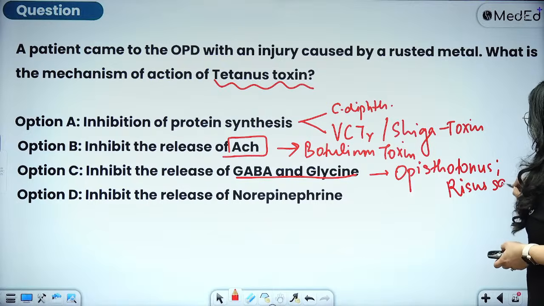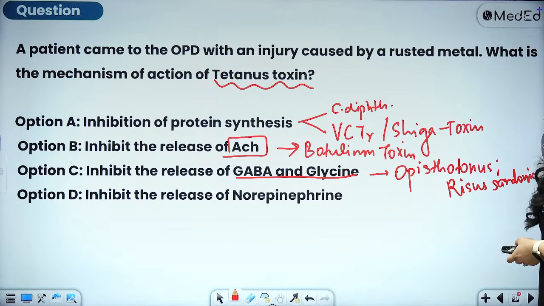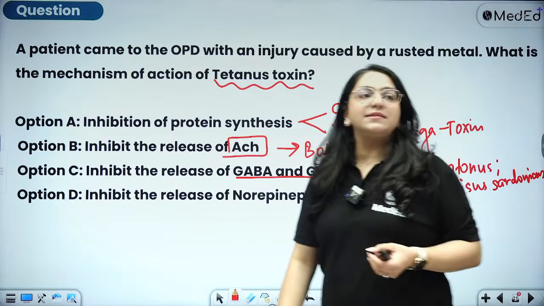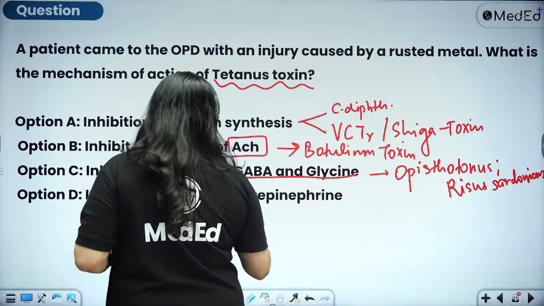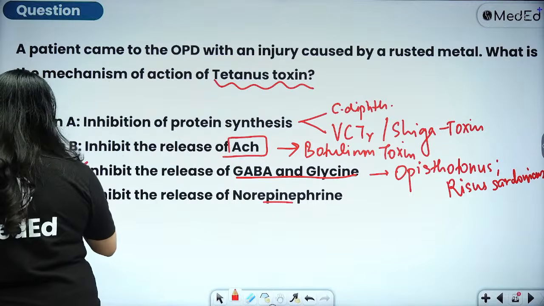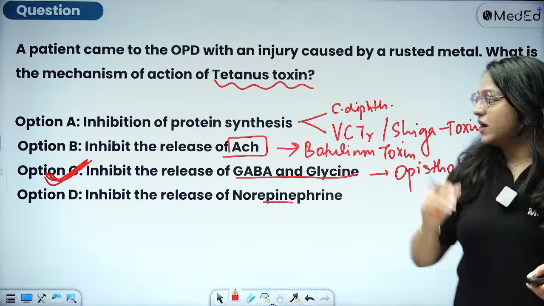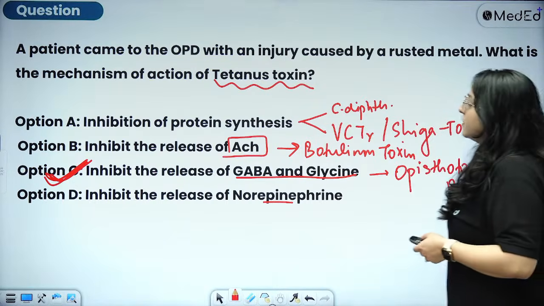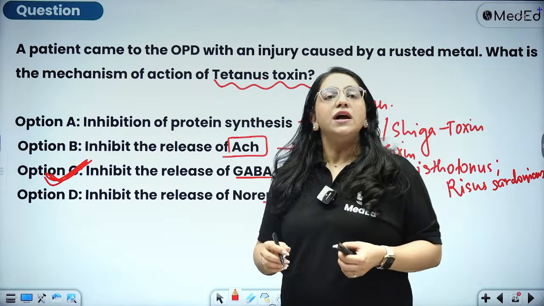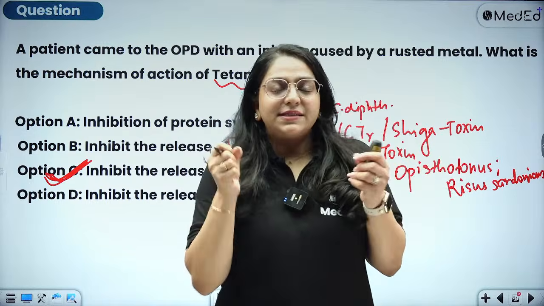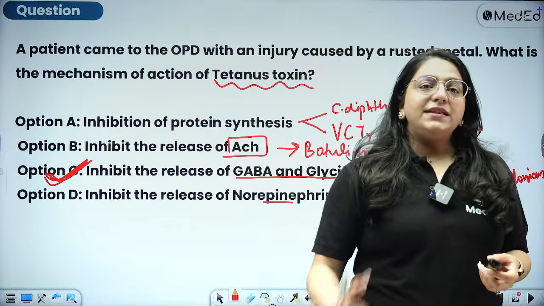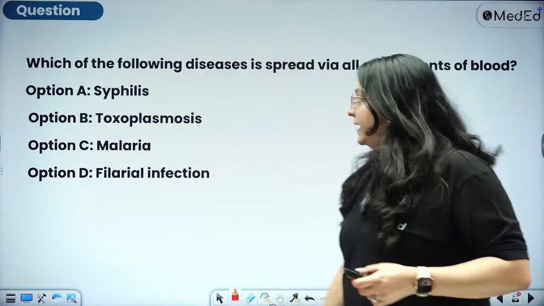Opisthotonus. What else? Risus sardonicus. All of the spastic paralysis of the body. And inhibit the release of norepinephrine? That is a pharma question, some alpha agonist maybe. Okay, so you have your answer, which is that it inhibits the release of GABA and glycine, because tetanus leads to a continued contracted state of the muscles and ultimately the arrest of the respiratory muscles and death of the patient.